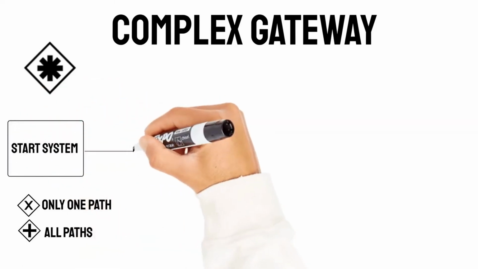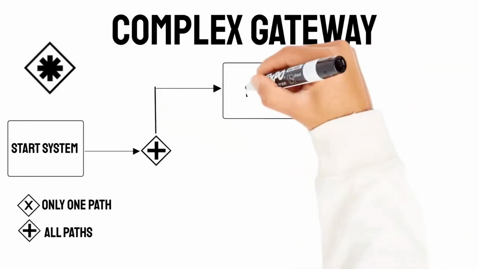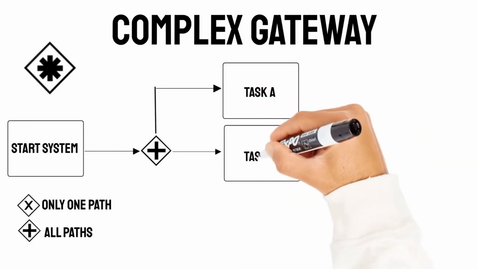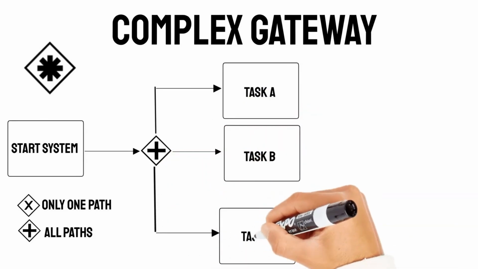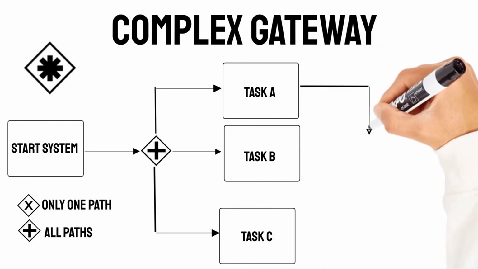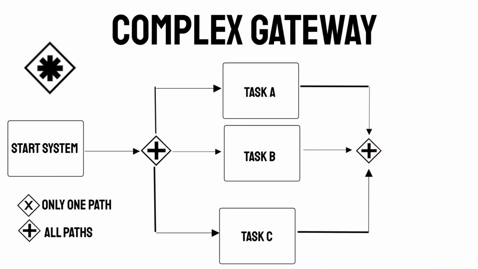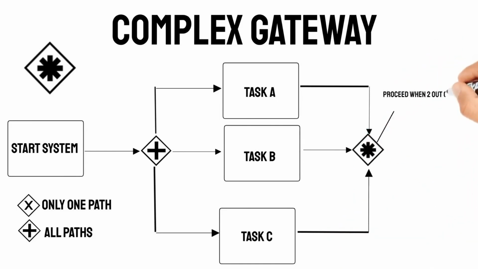Let's say we start a computer system. This system would now do some tasks in parallel. For now, let's call these tasks task A, B, and C. When we would use the parallel gateway, then the next steps would only be conducted when all three tasks are done. But let's say we already want to do another task as soon as 2 out of the 3 tasks are done. This is how we can use a complex BPMN gateway.